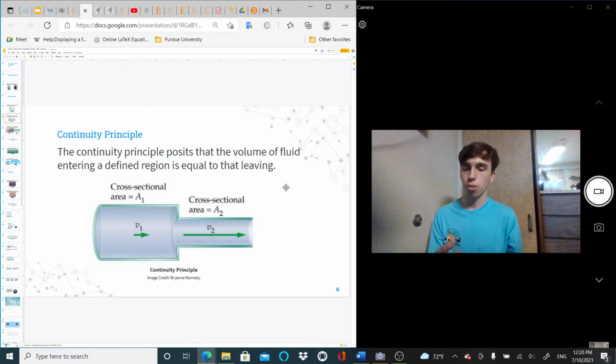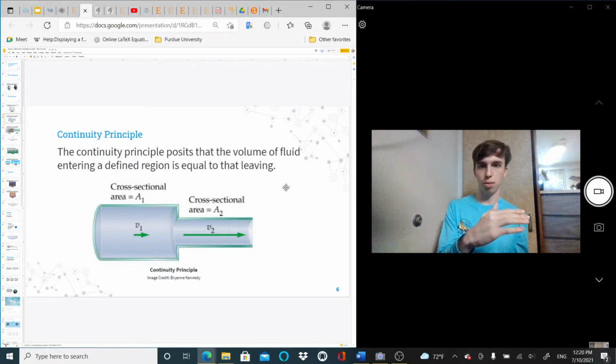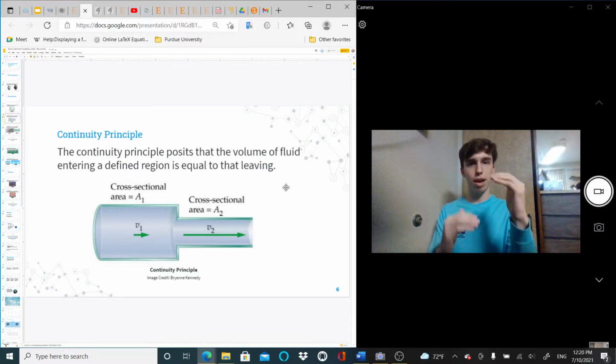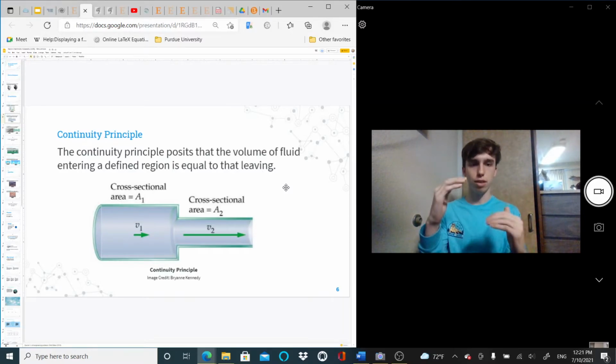So when we have a smaller pipe with a smaller cross-sectional area, in order to have the same flow rate as a bigger pipe, the fluid must be moving faster in the smaller pipe. So the two variables have to balance each other out. So when the area is bigger, the velocity is smaller, and vice versa. Otherwise, the conservation of mass would be defied, and that can't happen.